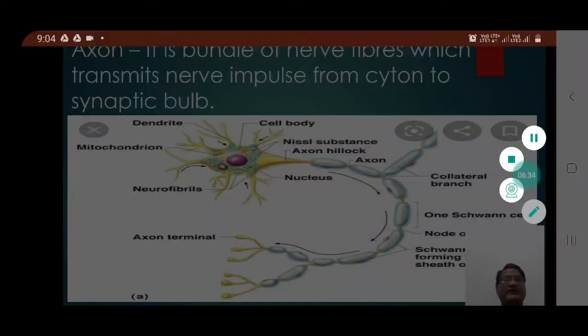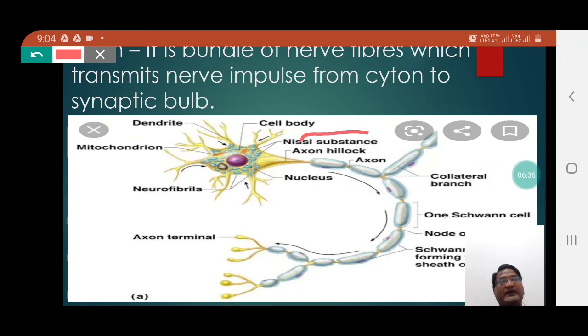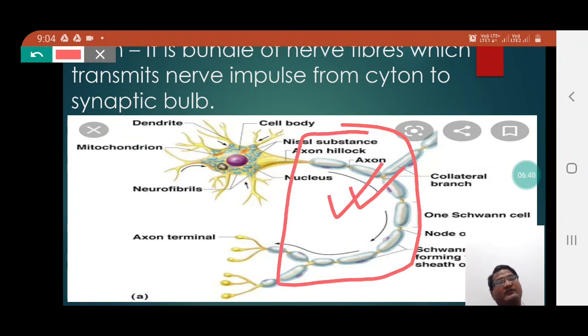So students, we can say here that this axon is the connecting link between the cyton and the axon terminals.